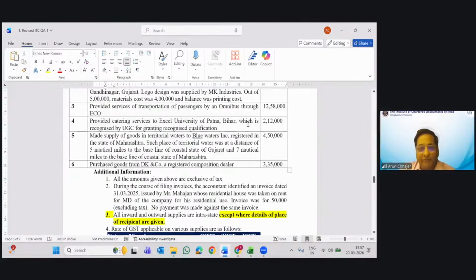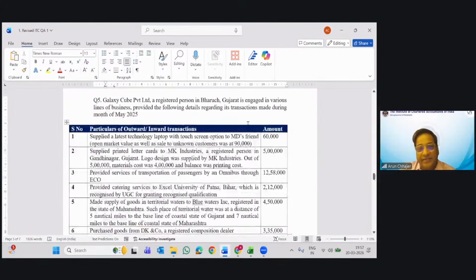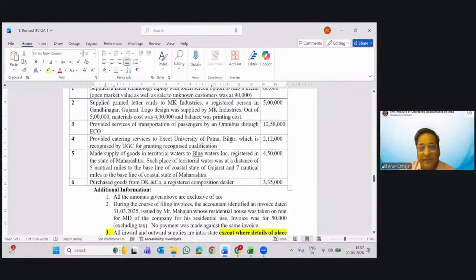Can you tell me, will it be CGST, SGST or IGST? Supplier is in Gujarat and recipient is in Bihar. Can I say it is IGST?